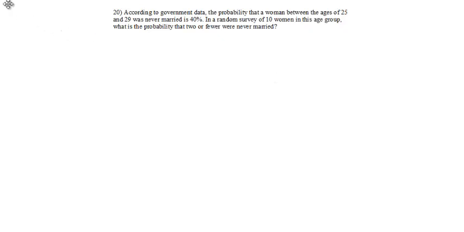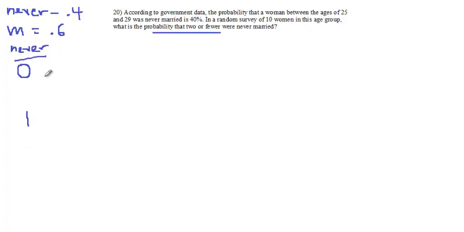Okay. The first thing we need to realize is that there are 2 probabilities here. I'll use N for never married, and the probability of never married is 0.4. That's 40%, and the probability of M for married we'll use as 0.6. Now they ask what is the probability that 2 or fewer were never married. So there are really 3 possibilities here, and we have to figure them out one at a time. We have to figure out the probability that 0 of them were never married, the probability that 1 of them was never married (this is our little column for never married), and the probability that 2 of them were. Then we get the 3 probabilities and add them up.